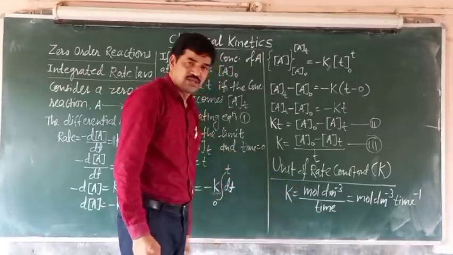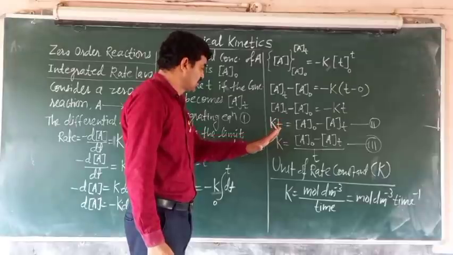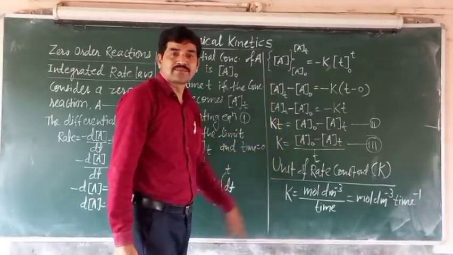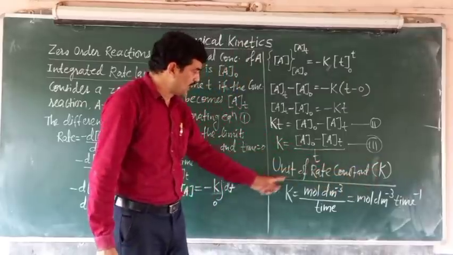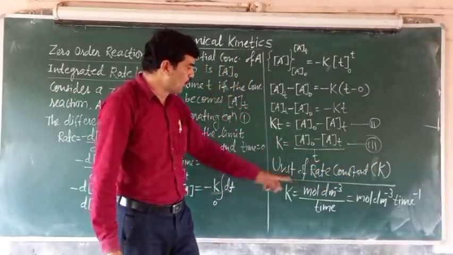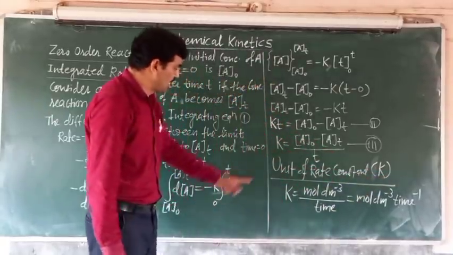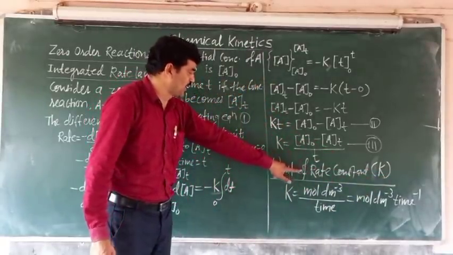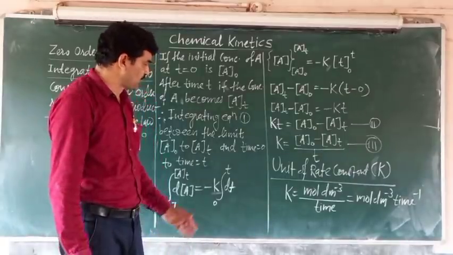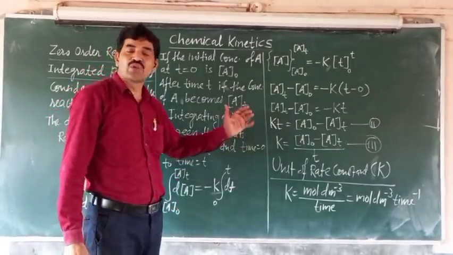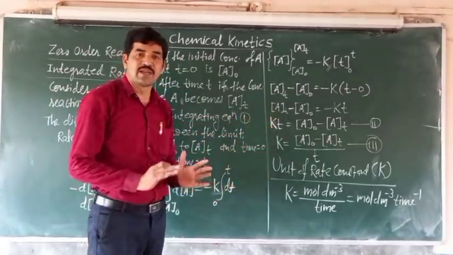is identical to the unit of the rate of reaction. Rate of reaction has a similar unit. Rate of reaction is represented in mole per dm cube time inverse. Similarly, the unit of the rate constant of the zero order reaction is mole per dm cube time inverse. So here the units of the rate constant of the zero order reaction and the rate of the reaction are similar.